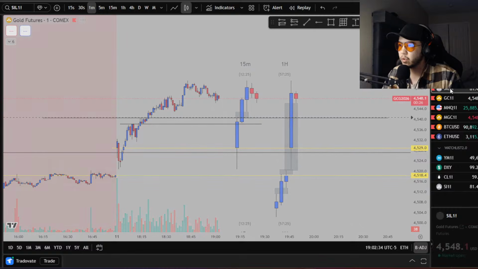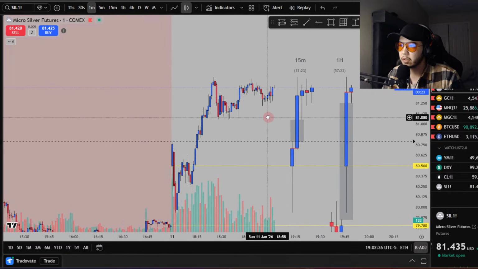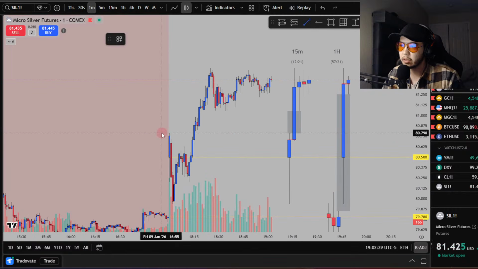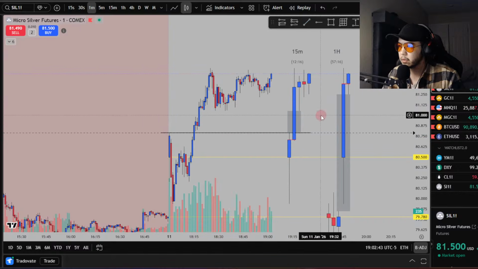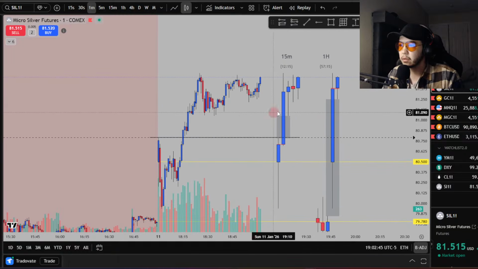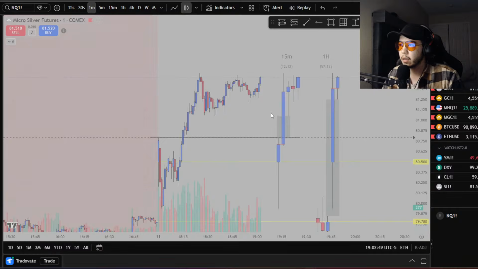So that was gold, silver, and silver I'd be interested in this area. And the NQ.